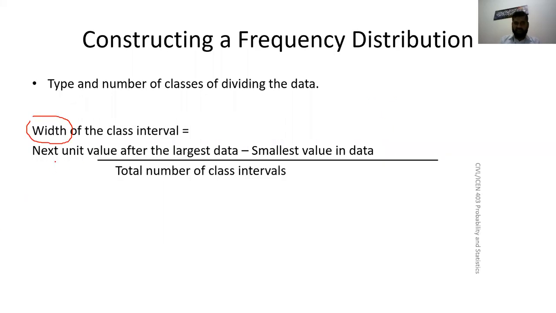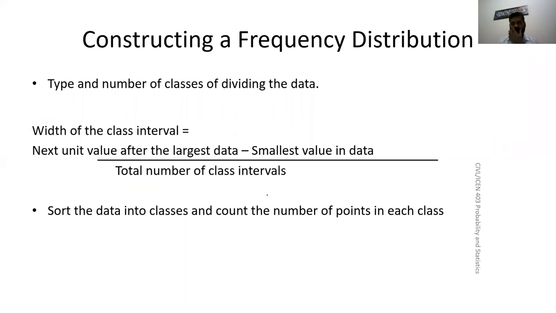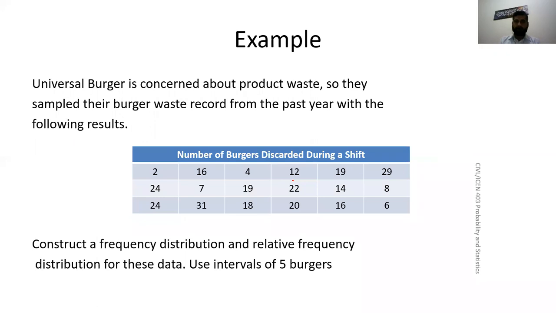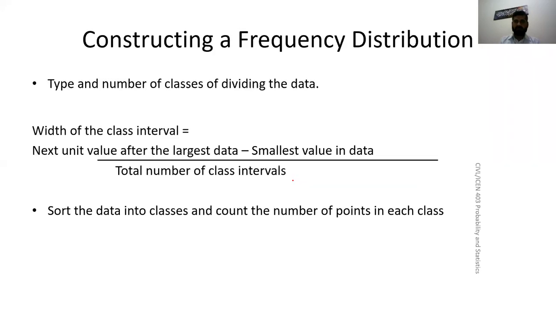Okay, so next unit value after the largest data minus the smallest value and divide by total number of classes. Intervals are classes. You can call them total number of classes. So this will give you each class interval. So in the previous example, my largest data was 5.5, but it says next unit to that, because my units are in decimals now. 0.1 is my unit. So next unit will not be 6.5.